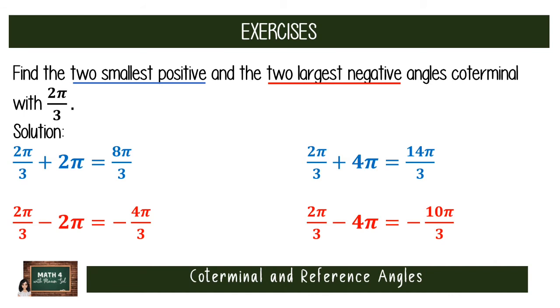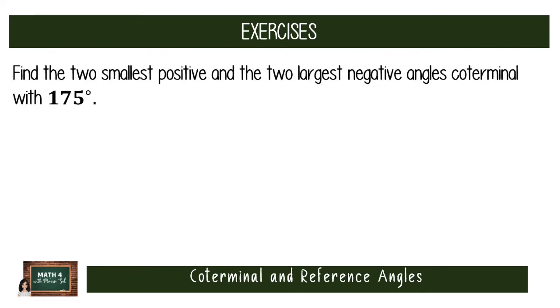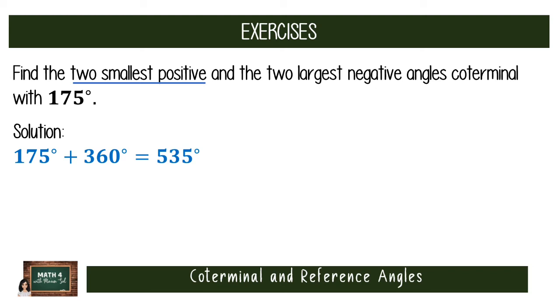Let us also have an example of angles that are in degrees. Let's find the two smallest positive and the two largest negative angles coterminal with 175 degrees. First, let's have the two smallest positive angles coterminal with 175 degrees. So we have 175 degrees plus 360 degrees, and we get 535 degrees. We also have 175 degrees plus 720 degrees, and that is 895 degrees.